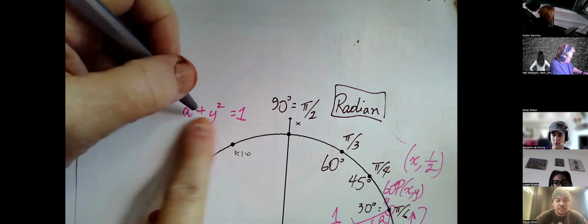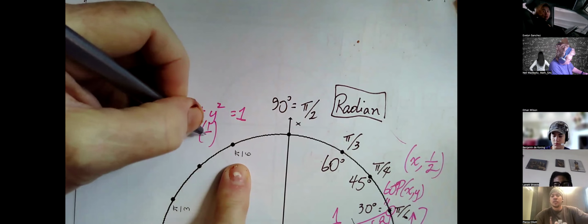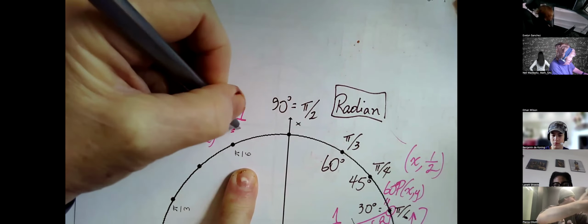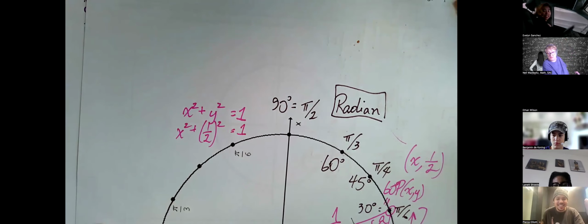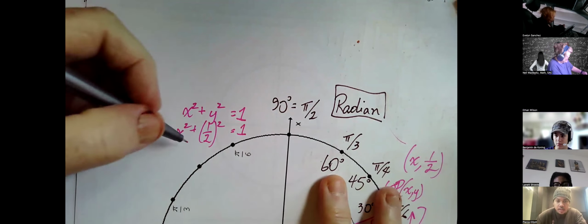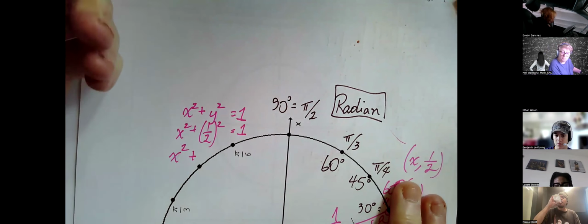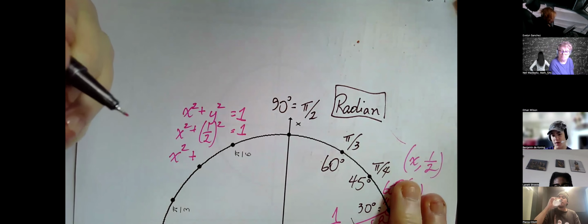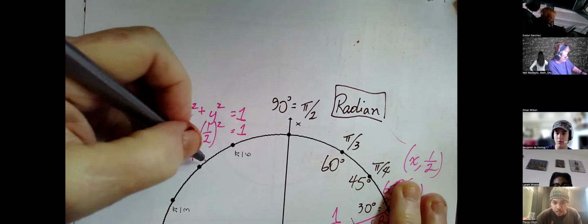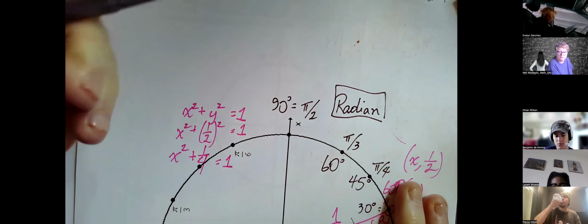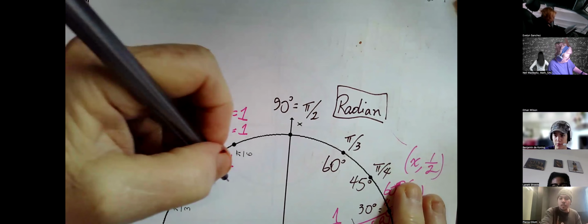So we know that Y is 1/2. Can we find out the x values? Yes. Okay, good. So we've got x squared plus 1/2 squared, which is 1/4, equals 1. And now what do we do? Subtract 1/4 from both sides.